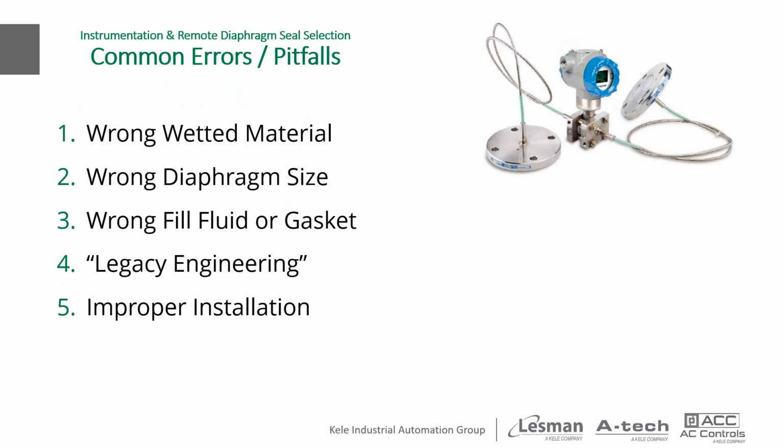So these are just a handful of the common errors and pitfalls in selecting the right diaphragm seal for your system. You know, choosing the wrong wetted material, looking at the diaphragm size, fill fluid or the gasket, choosing the same old and not considering the original design. Ultimately, installing the device properly at your facility is the final hurdle for you to have a robust and durable seal system.